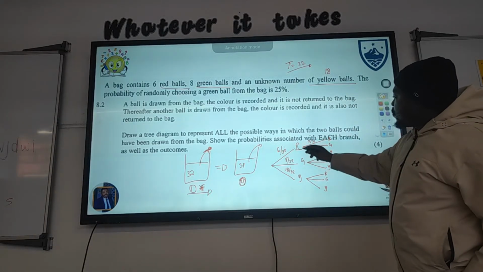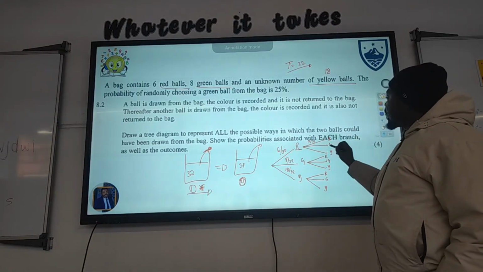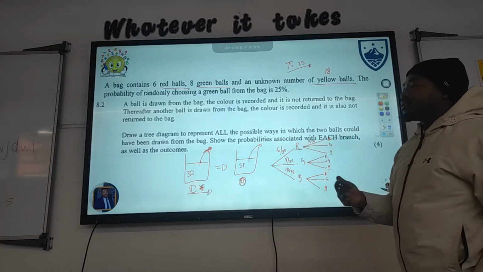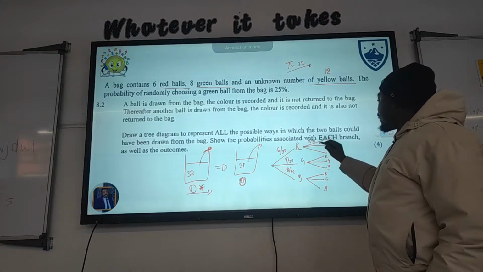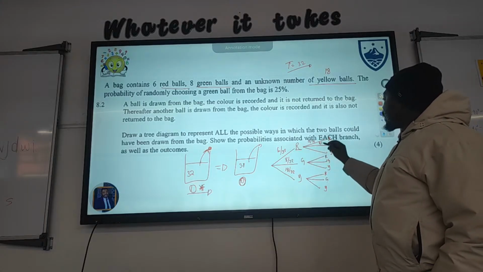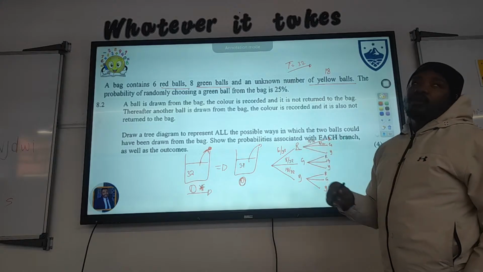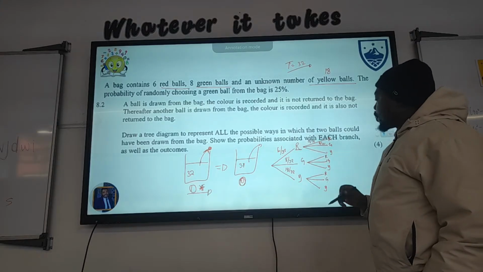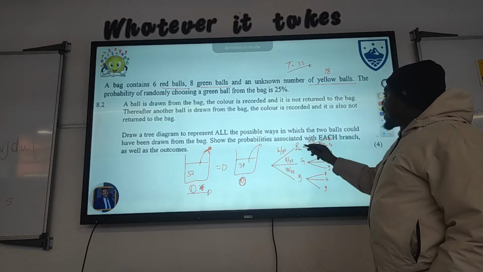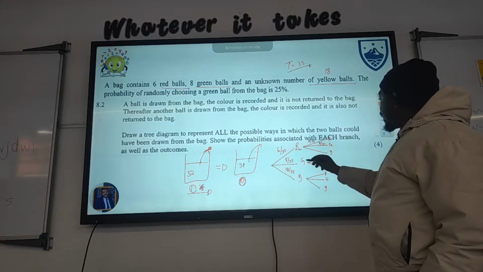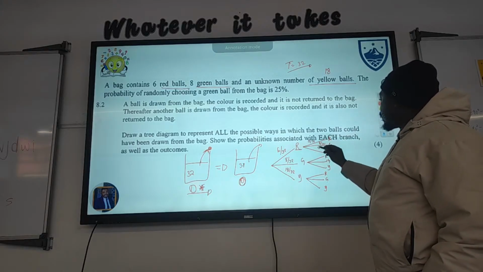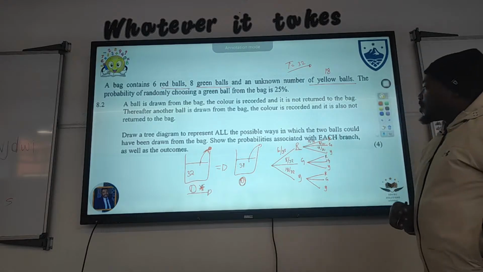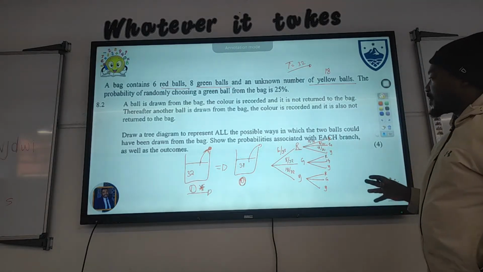And then you continue again. What is the probability of the green balls? If you remove the red ball, the green balls are still the same value. So we still have 8 of them, but now the total number is 31 because the red ball has been removed. And then for the yellow balls, we'll still have 18 yellow balls out of 31. So that will be your probability for the second branch.